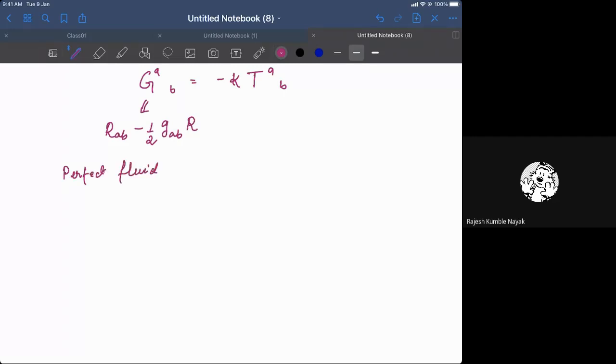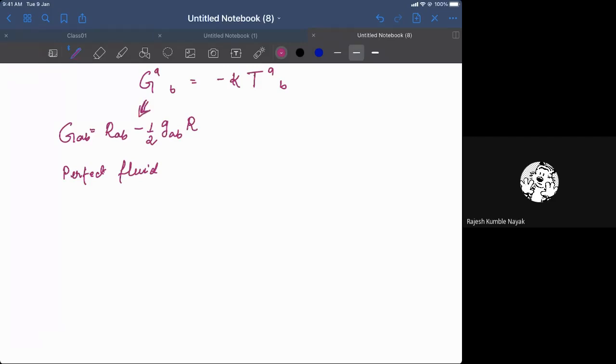So the perfect fluid energy momentum. Hello. Can you hear me? Yeah. I think there's a G upper A and lower B, and how is it equal to R_AB? No, this is G_AB. Okay. Yes, sir. I'm just showing this is not equal, so it is an arrow.